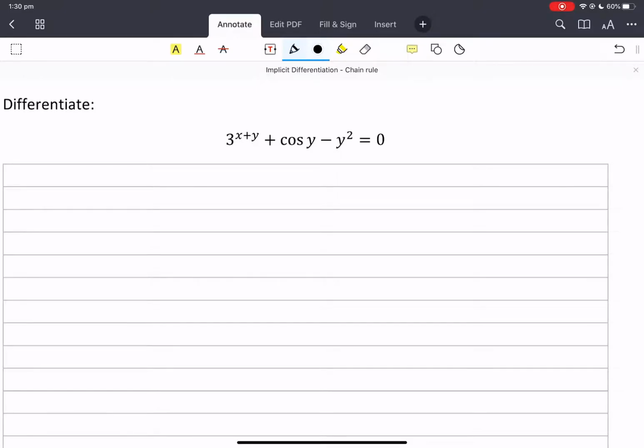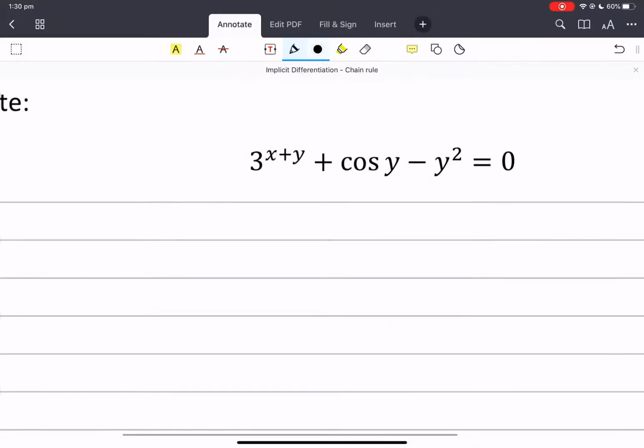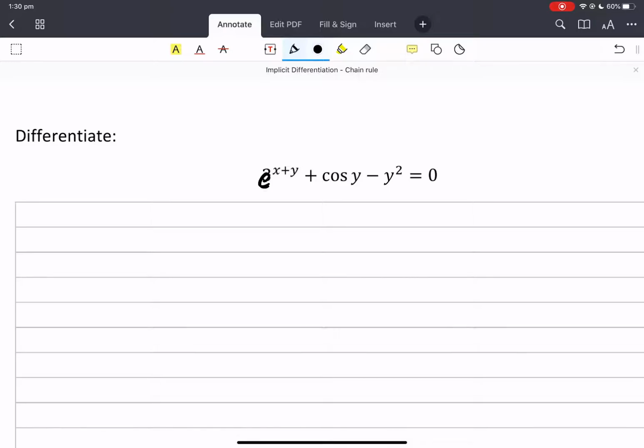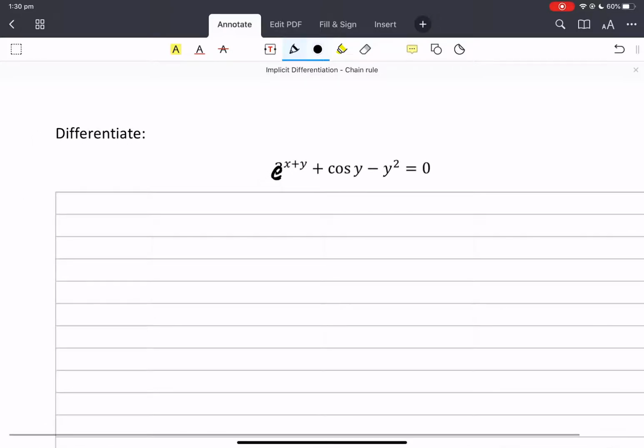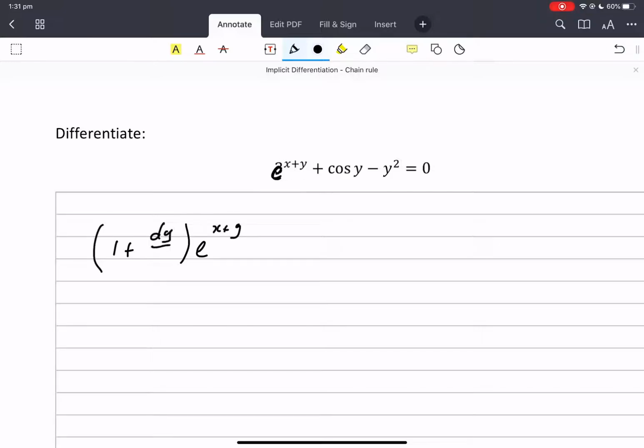I'm sure that shouldn't be a 3. I'm sure that should be an e. Typo in the question. So that's e to the u. We've got two chain rules. Okay, so when we're differentiating e, the derivative of e stays down there, and out the front comes the derivative of what's in the power. So that would be 1 plus dy/dx.